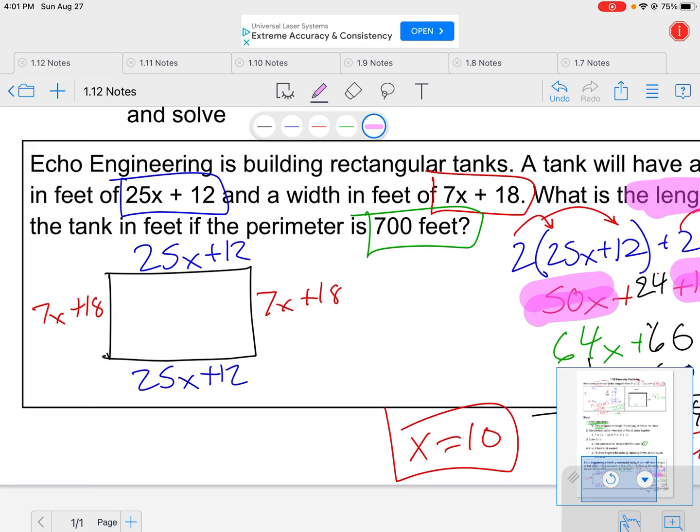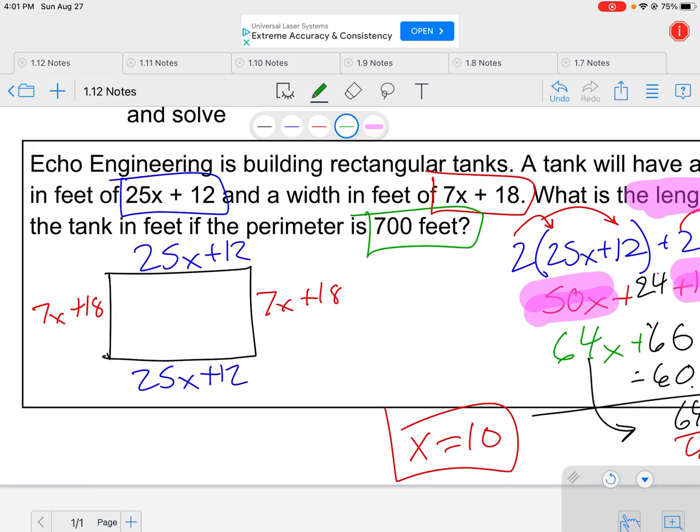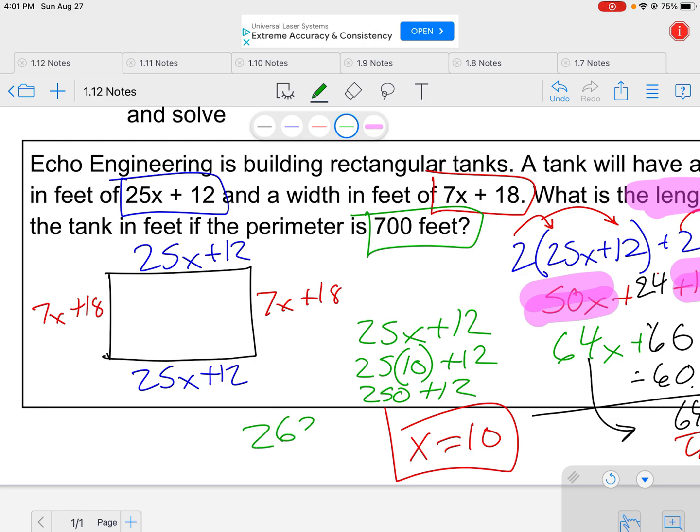And so the question is asking, what is the length of the tank? So I need to take that x and plug it back into my problem. So I know that the length is 25x plus 12. So I need to go 25 times 10 because I know that x equals 10, and then plus 12. 25 times 10 is 250 plus 12, so 262 feet is the length of the tank. And that is how we use our geometry and perimeter to help us solve algebraic problems.